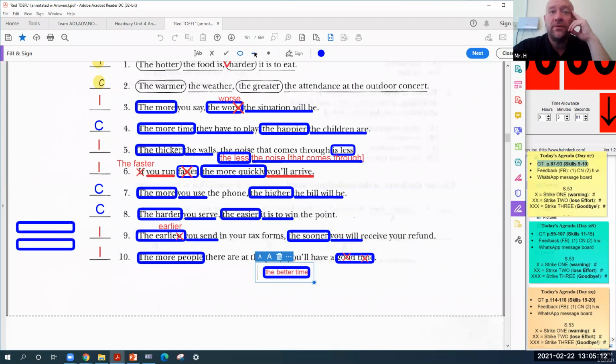Then what do we have? What's the structure on the left? Subject and verb. People there are at the party. Then subject, verb. Subject and a verb.